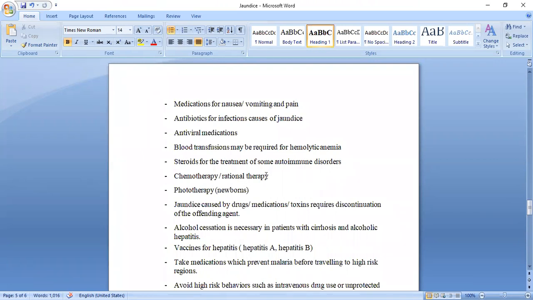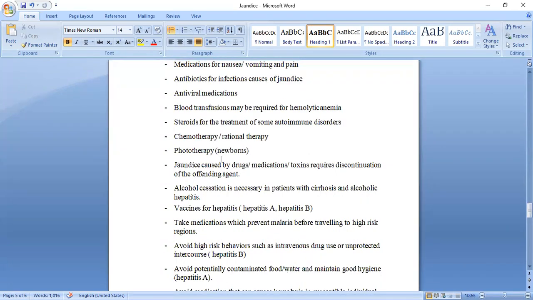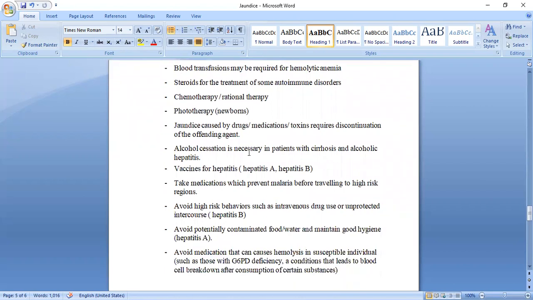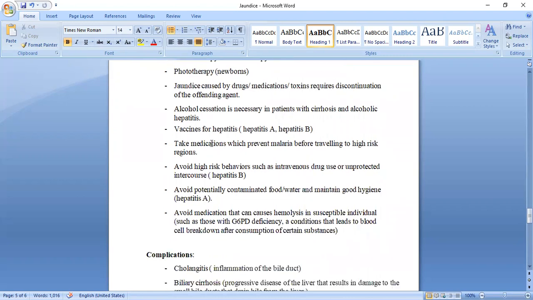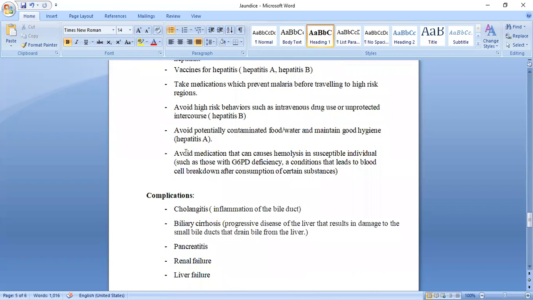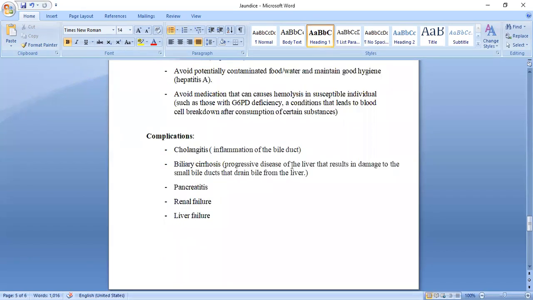Chemotherapy or radiation therapy in cancer. Phototherapy for the newborns. Alcohol, if it is due to alcohol, stop the alcohol. Vaccines for hepatitis, and take the medications to avoid malaria. And the complications, which will be the complications? Inflammation of the bile duct, that is cholangitis, pancreatitis, renal failure, and liver failure.